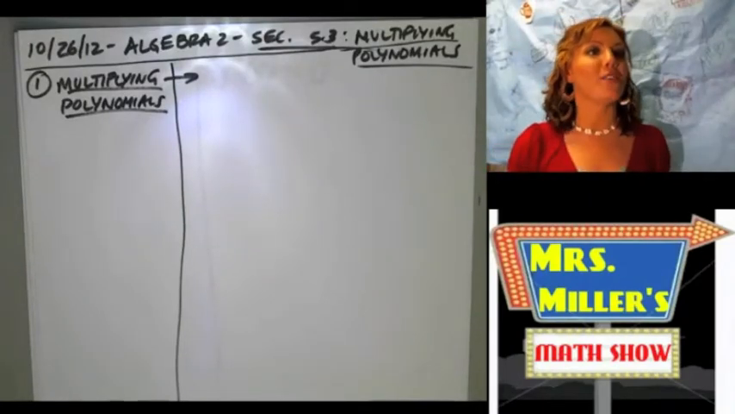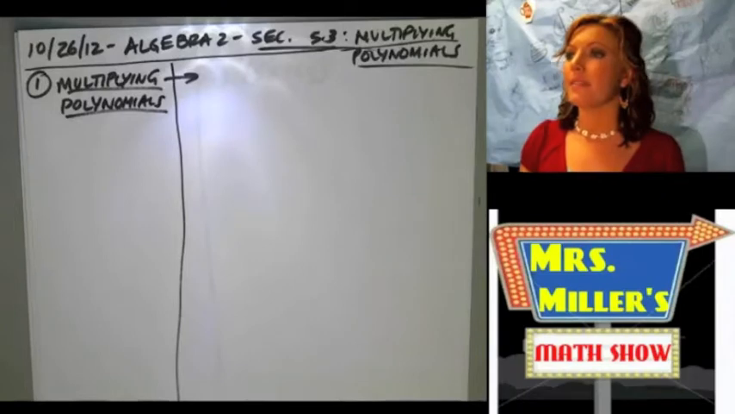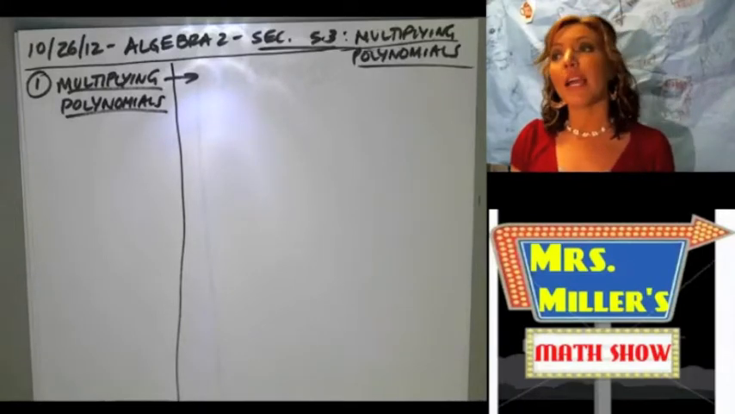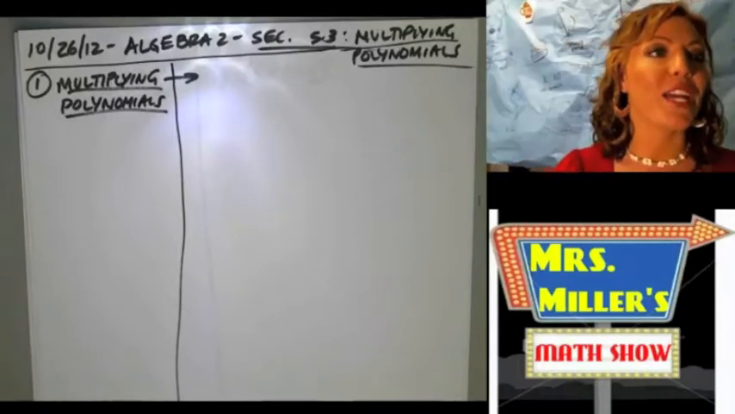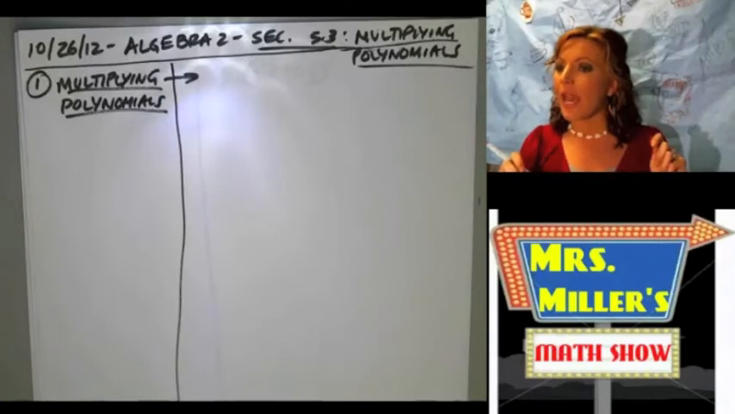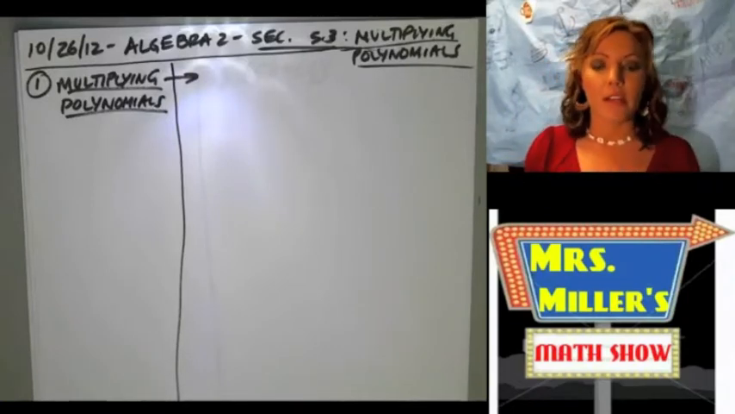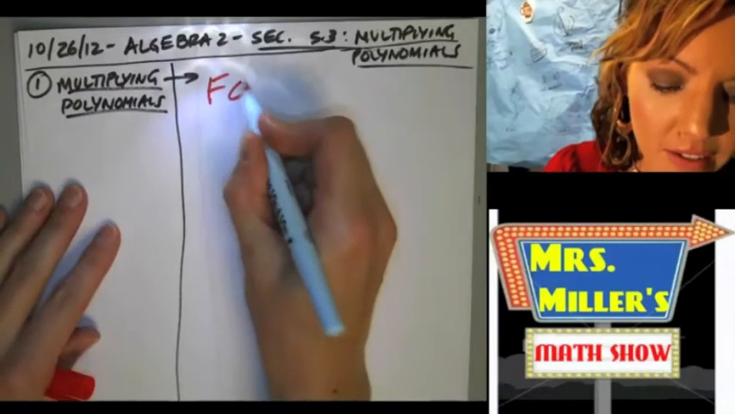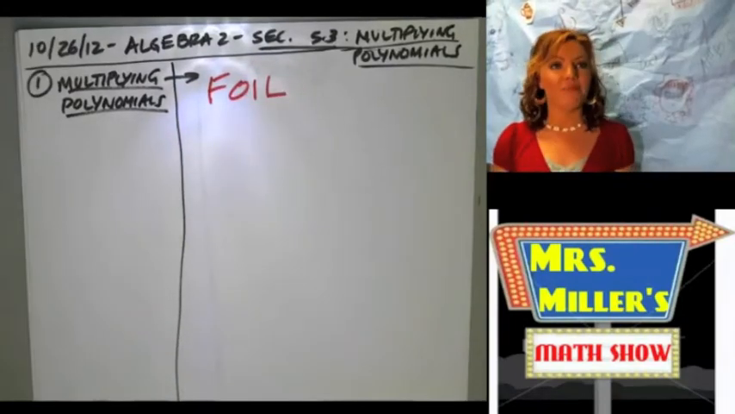Multiplying polynomials. We have done adding. We have done subtracting. Now we're moving on to multiplying, and then we're going to go to dividing or factoring after this. So here we go. There are two different ways that you can multiply polynomials. The first one is FOIL. You guys remember FOIL?